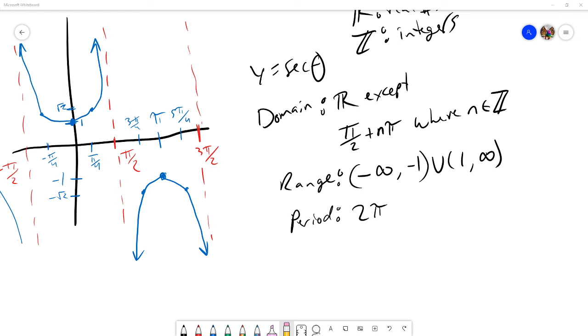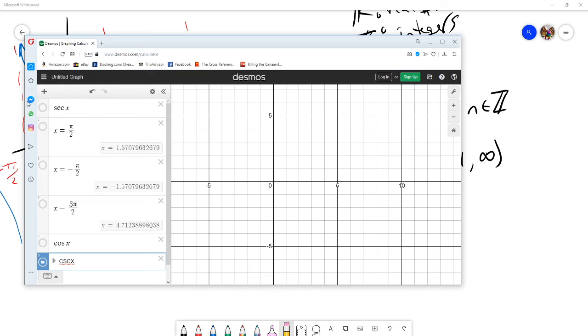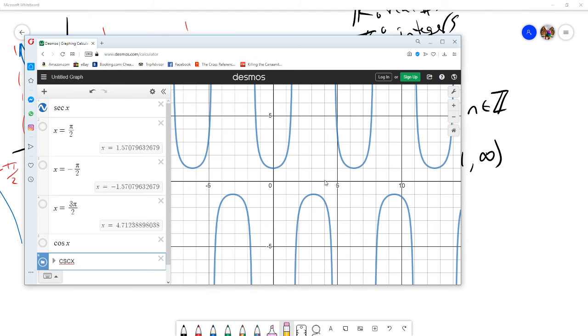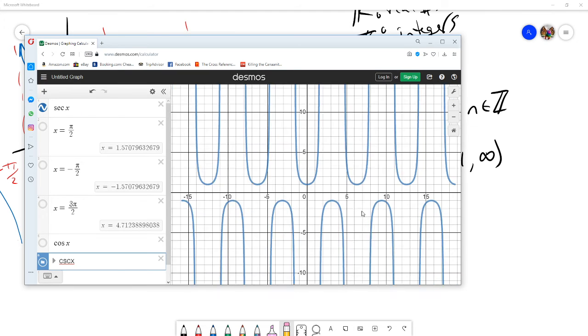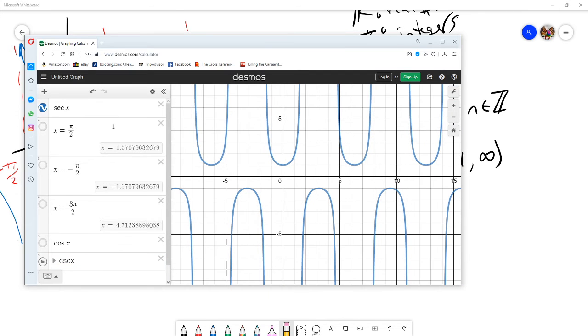Alright. Here is lovely Desmos. So here is secant. Very awkwardly shaped U's because they are really thin. And here are our asymptotes that we came to know and love. And we can see that there are infinitely many asymptotes again.